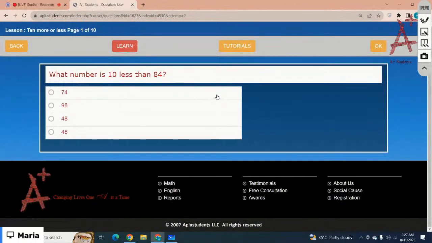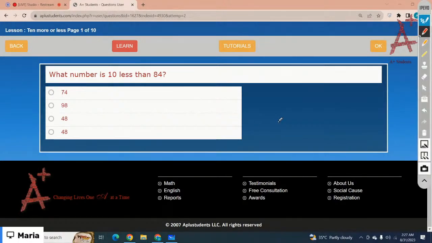Which number is 10 less than 84, right? 10 less means you have to subtract 1 from the tens digit. In 84, the rightmost digit is always the ones digit, and that is the tens digit. 8 is at the tens position. So you have to subtract 1 from the tens digit. 8 take away 1 is 7, so it would be 74. The correct option is 74. 10 less than 84 is 74.